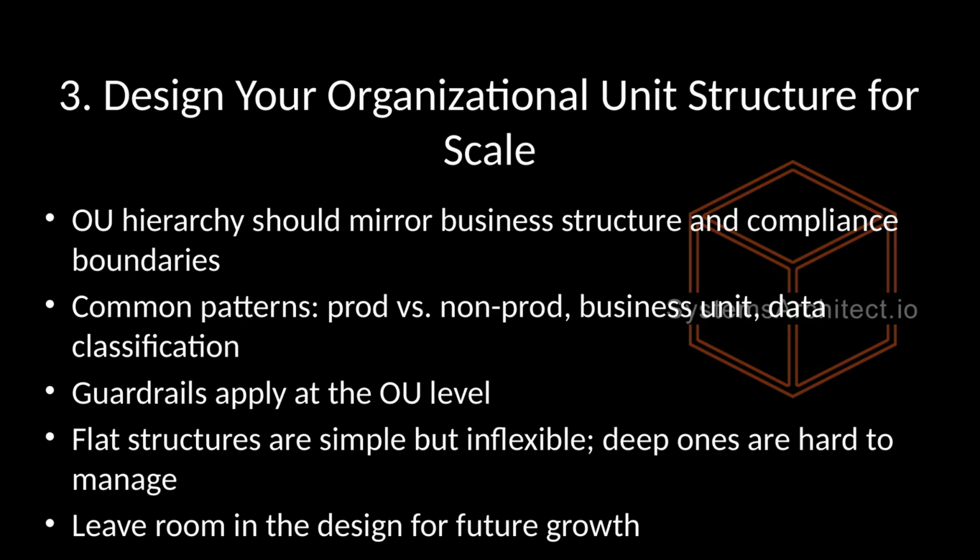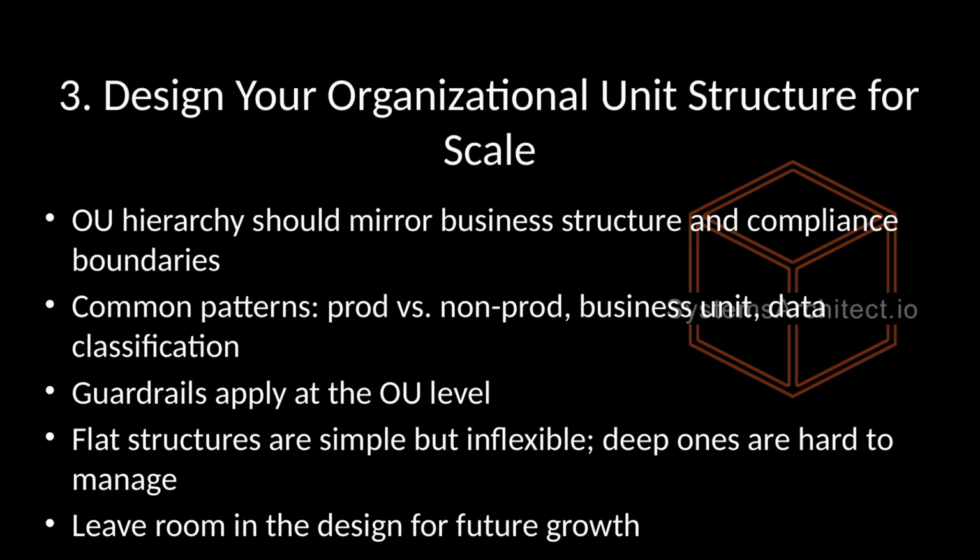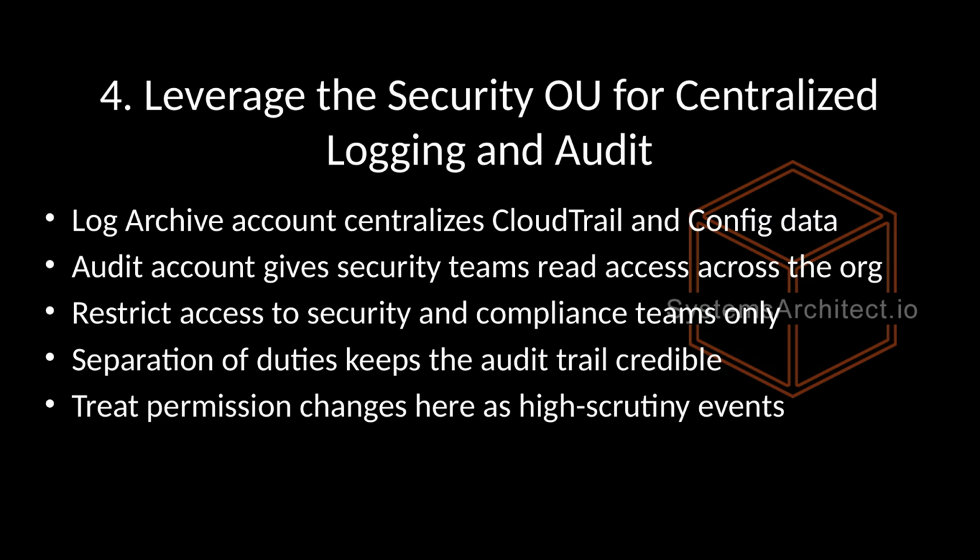3. Design your organizational unit structure for scale. Your organizational unit hierarchy is the skeleton everything else in Control Tower hangs off of. A well-designed OU structure mirrors your compliance boundaries, workload types, and team responsibilities. Common patterns separate production from non-production or split by business unit or data classification. Guardrails apply at the OU level, so this structure directly shapes how granular your governance can be.